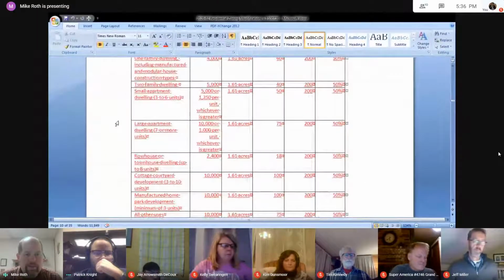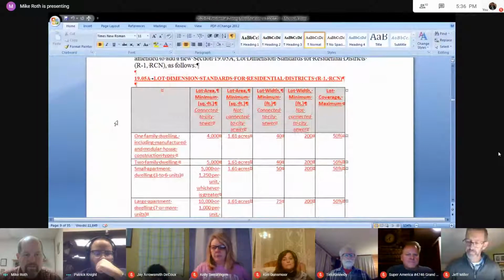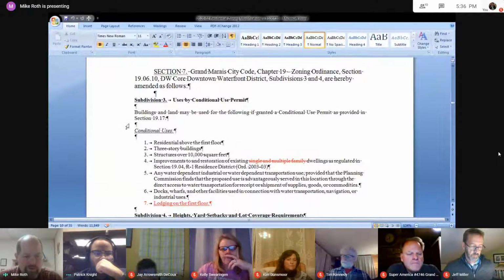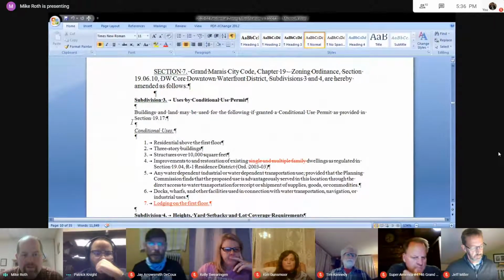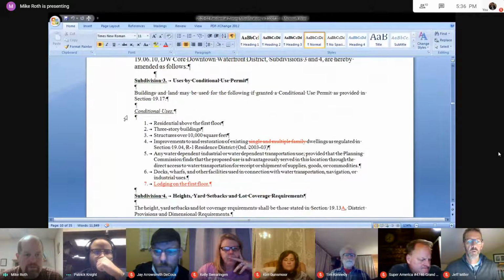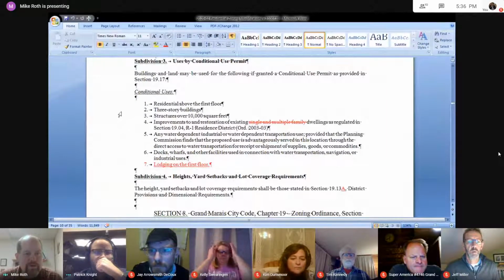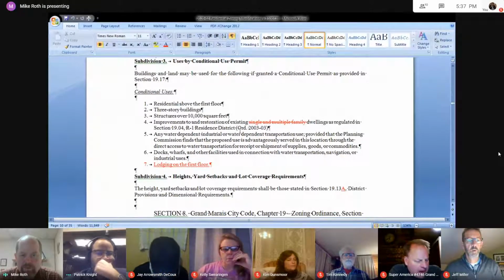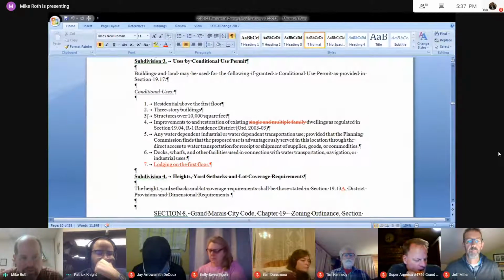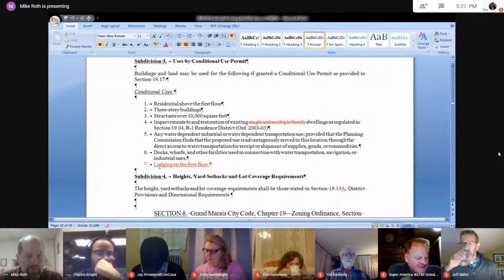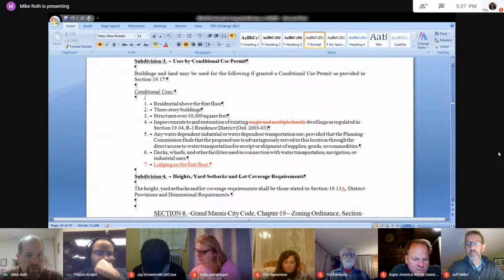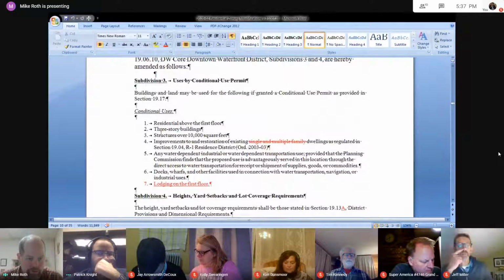We last looked at this table of dimensional standards. We're moving on. The next change in the ordinance is not a policy change. It's just a change, a little bit of language and a little bit of rearranging structure-wise. You can see that instead of listing out single and multifamily dwellings, we just say existing dwellings because there's a lot of different kinds in the R1 section now. And then lodging on the first floor is a conditional use. That is in there right now as a conditional use. This is the downtown waterfront district conditional uses.